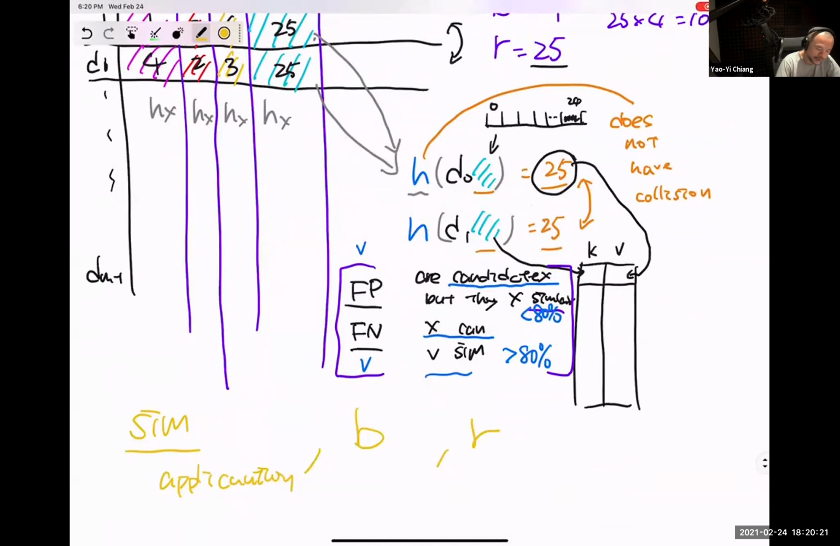So what would be the problem of false positives? Why are they bad?